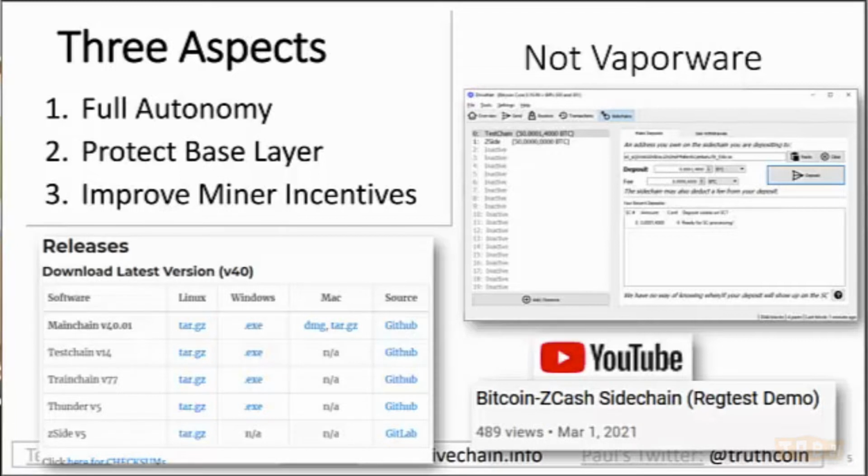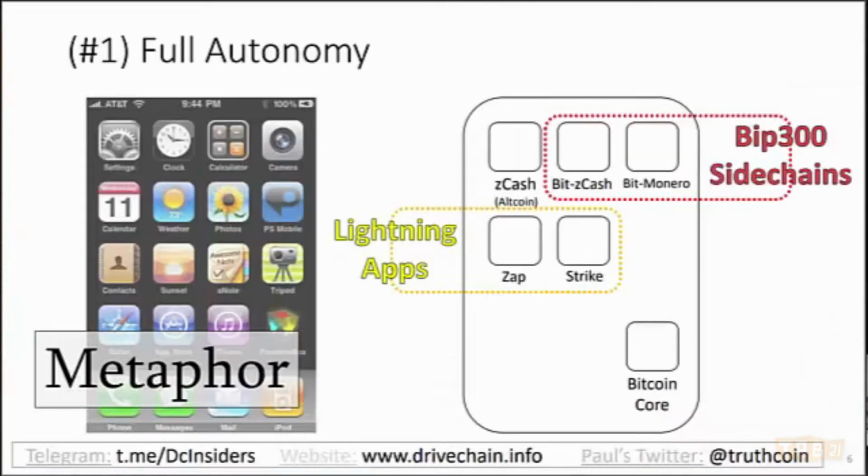Number 1, full autonomy. So each new BIP 300 sidechain is its own app, and you can change the sidechain software however you like. So it's just like making a new iPhone app. Each app has its own development team. The software they write can have any validation rules or no validation rules. So for example, they could add ZK snarks or Mimblewimble or Taproot or anything, whatever you like, any idea, good or bad, they could add them in, and no one can stop them. So it's like releasing a new iPhone app.